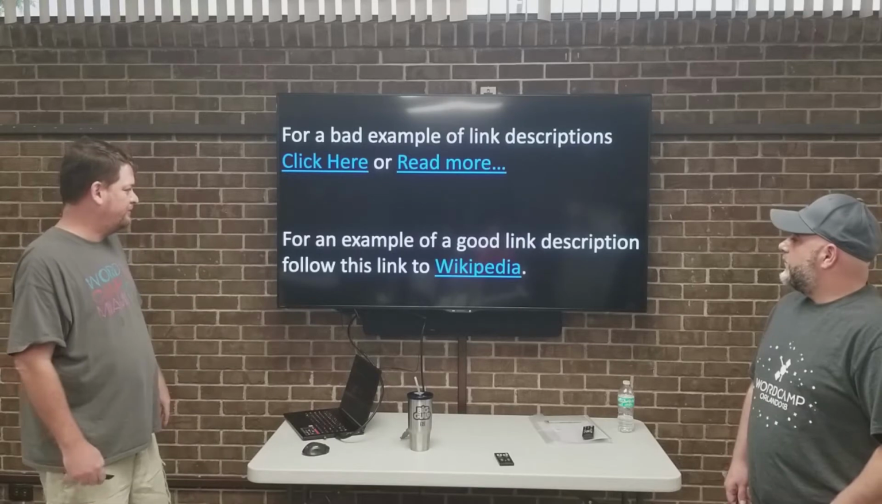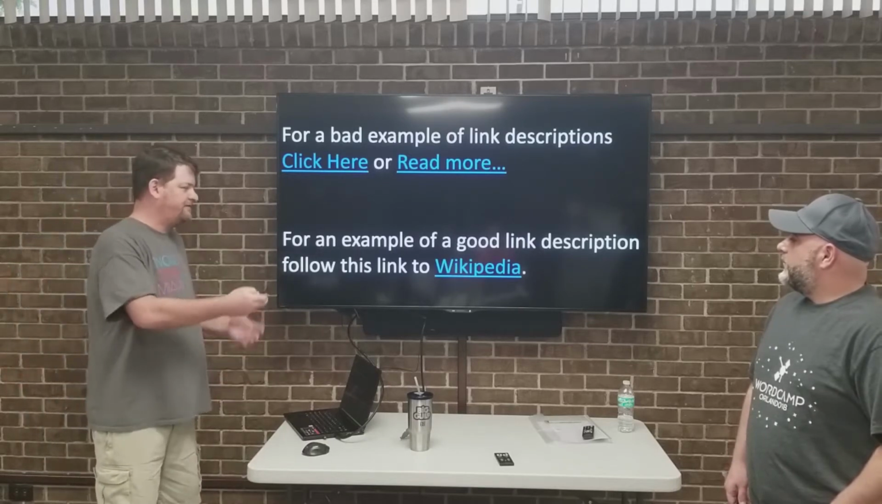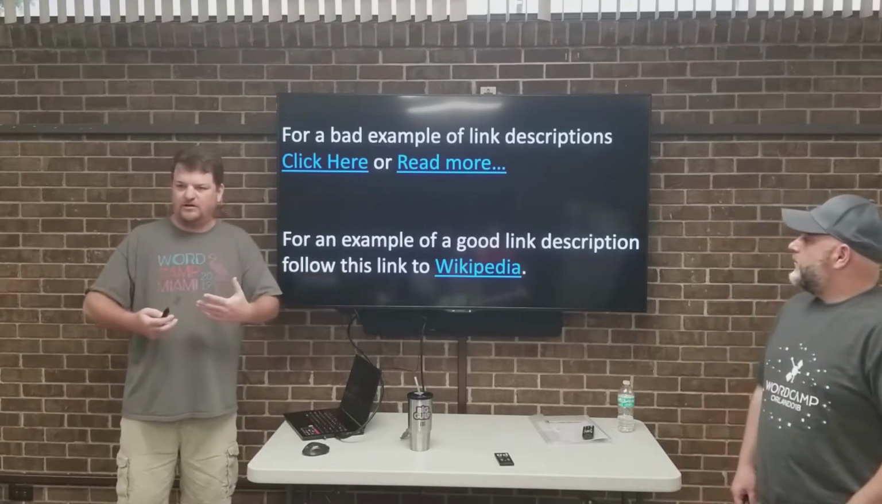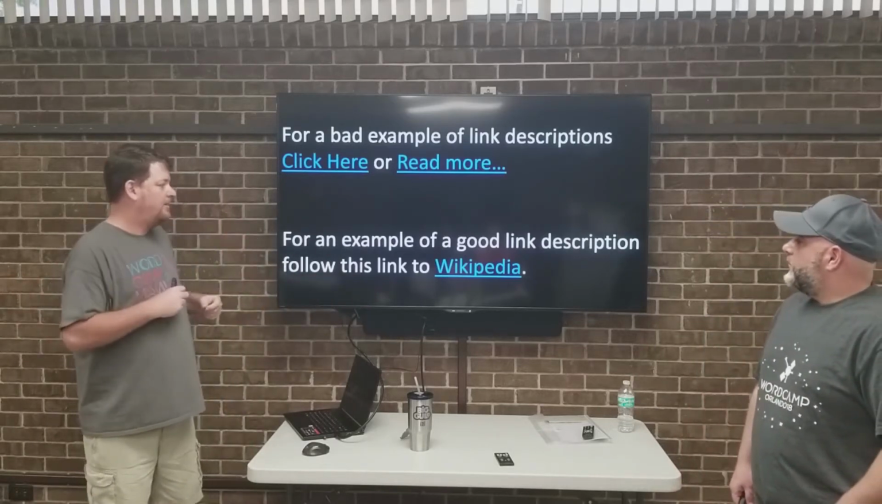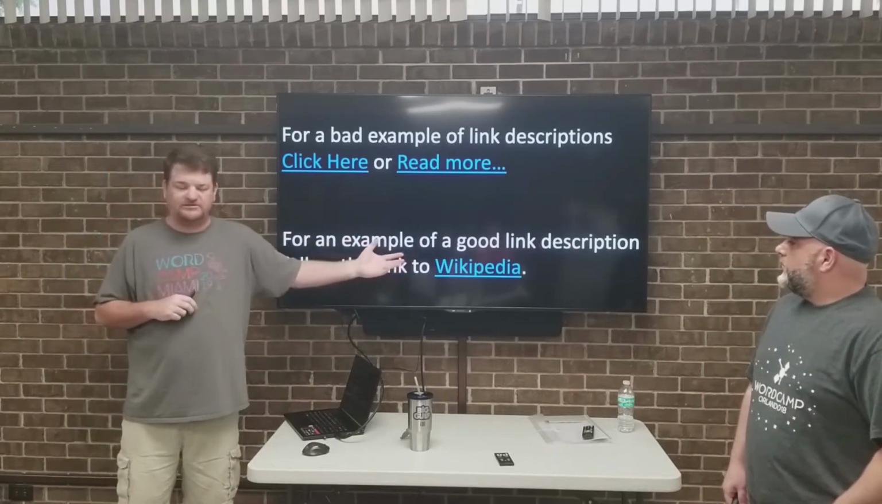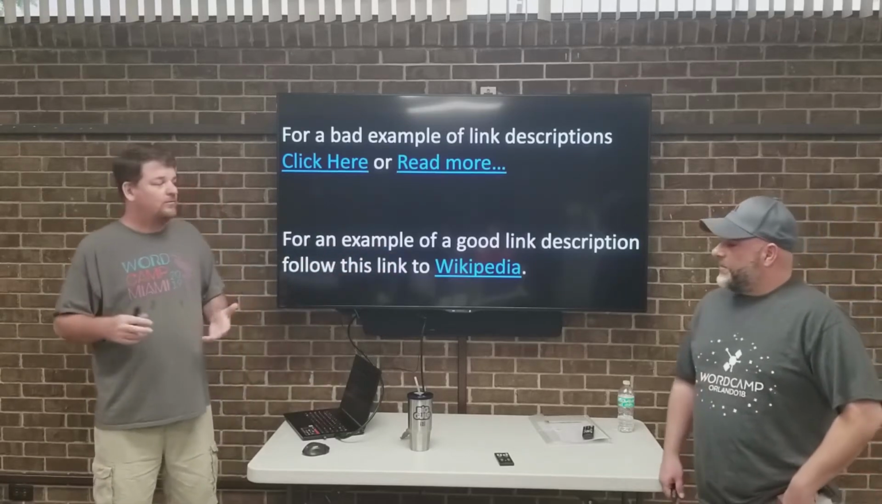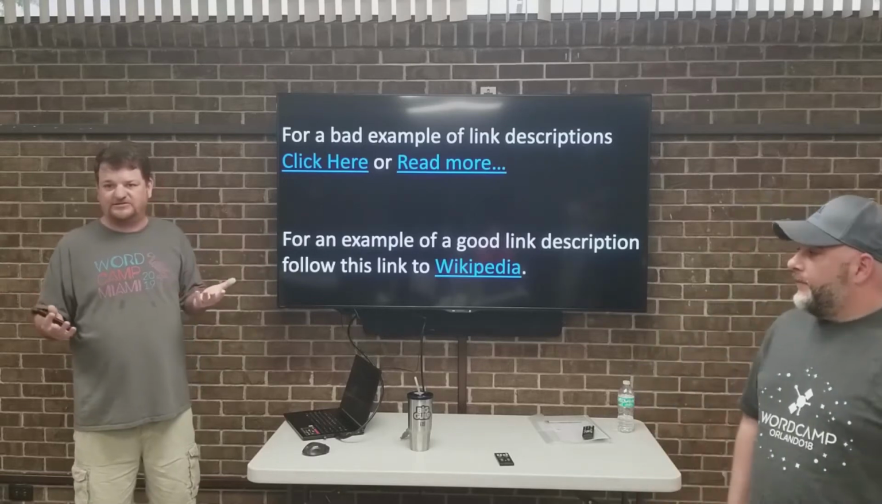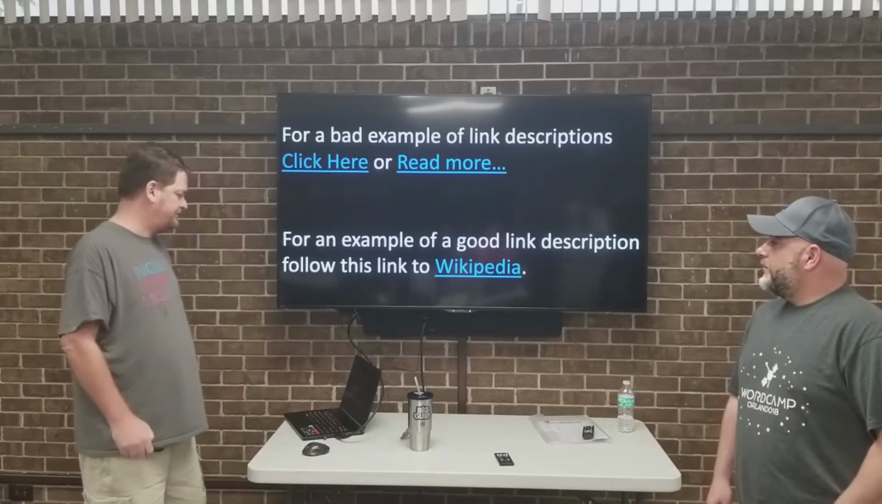Here's a good example of one. For an example of a good link description, follow this link to Wikipedia. So this tells the user, when they've got a screen reader, because remember, they're just hearing this, where this link goes. It says it goes to Wikipedia, there's no question. When it just tells them click here, they're not sure where that goes necessarily, depending on the context of your sentence or your text. Okay?